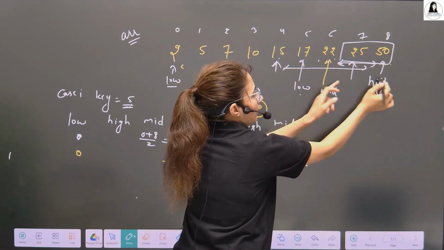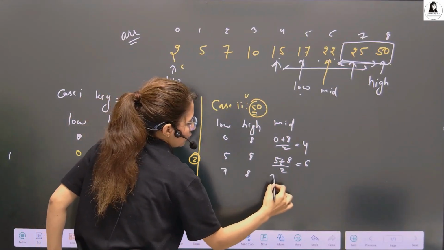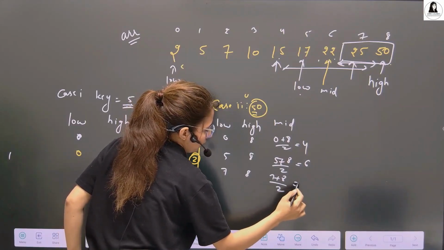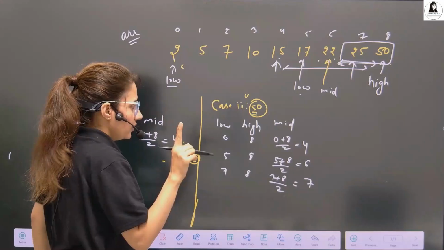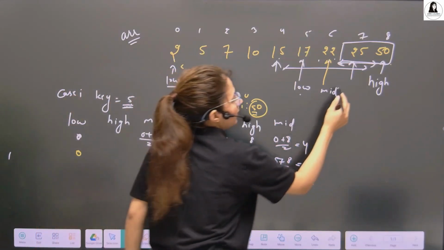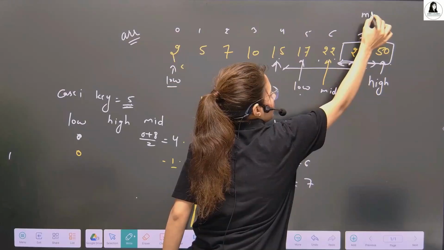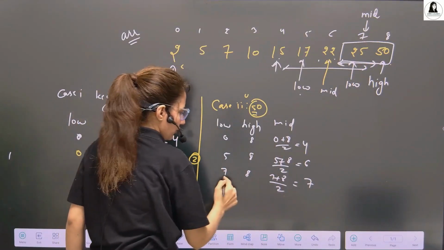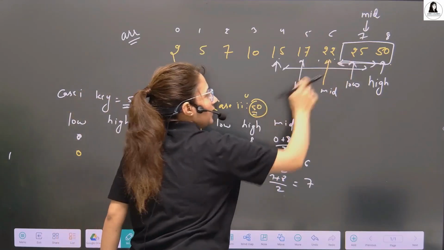So low would be here, high would be here. Now low becomes 6 plus 1, that is 7, and high is 8. So mid is 7 plus 8 divided by 2. So it becomes what? 7, right? Because we are taking the integer part. Now mid is here, low is here, and mid is also here, because we have only 2 elements. So low is same and mid is also same. Okay, fine.